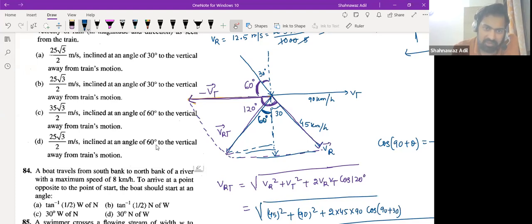Inclined at an angle of 60 degrees to the vertical away from the train motion. This is the train motion, and this is the vertical away from the train motion, right? And this is 60 degrees, and this one is 30 degrees to the vertical away from the train motion. So the answer would be one of these two, right? So what should that be?